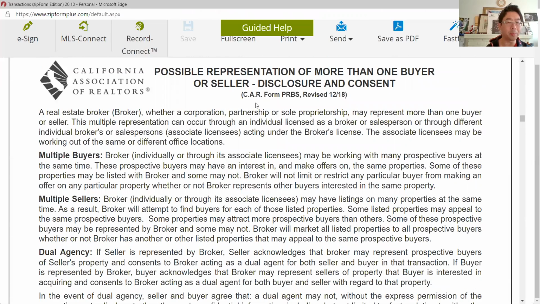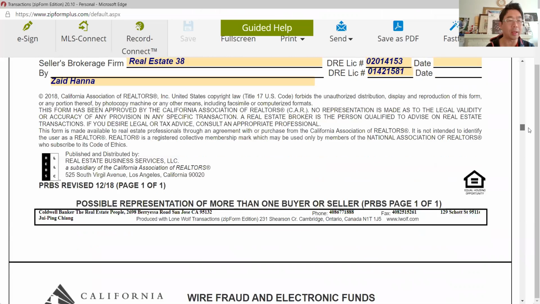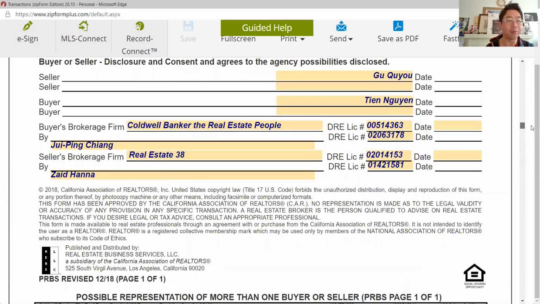Third one is a possible representation of more than one buyer or seller. That means I can be representing you to buy this house, I can be representing other people to buy this house, or I can be representing other people to buy other houses at the same time. That's basically what it is. We need to sign that too. There's a spot right here for me and for the other agent.